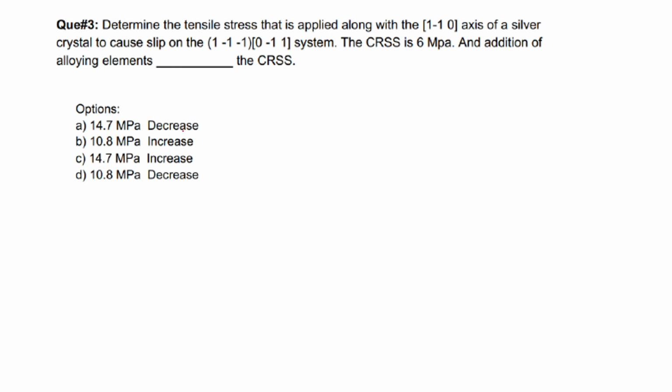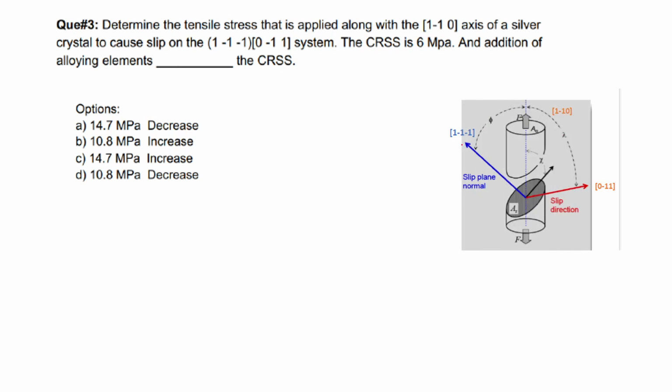Just give me a minute. This is the figure, right? You can see there is the axis, and this is 1 minus 1 0 which is given, and 1 minus 1 1 is the slip plane normal and slip plane direction, which is also given. Now you have to calculate the phi value, cos phi as well as cos lambda. So what will be cos phi and what will be cos lambda?